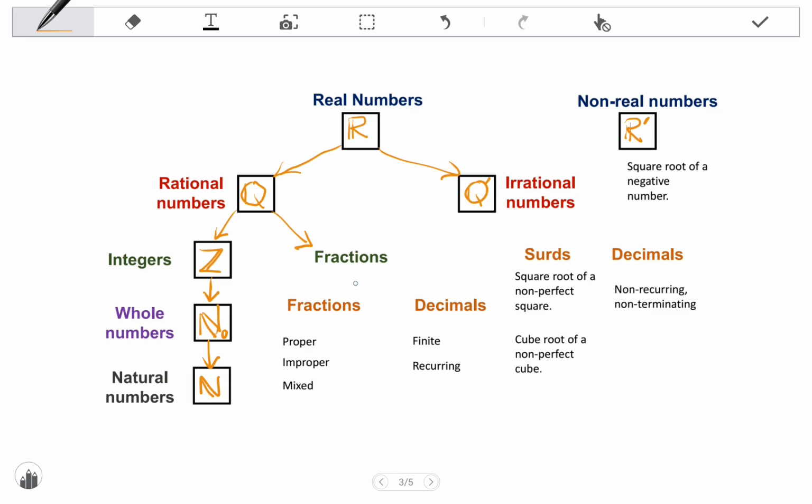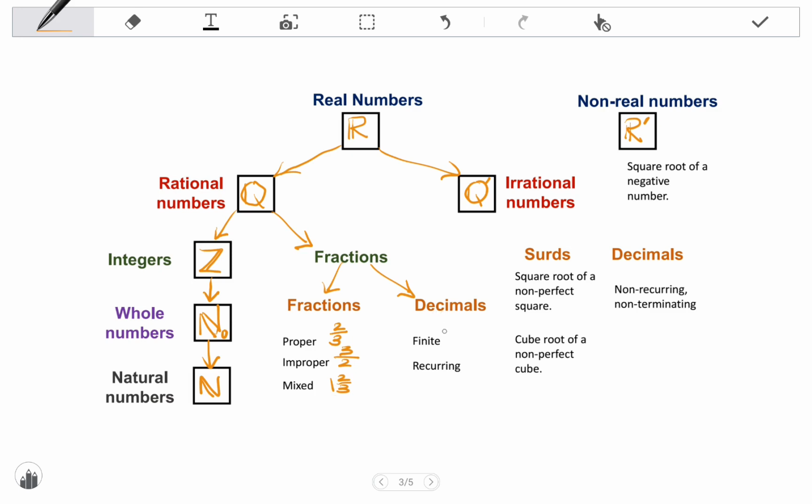Then we just do a quick recap. Fractions can be your common fractions or your decimals, and then our common fractions can be proper fractions that have a larger denominator, or improper fractions which have a larger numerator, or mixed fractions which have a whole number and then a fraction.